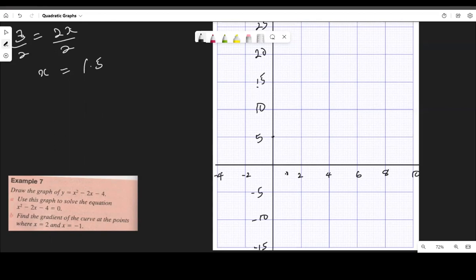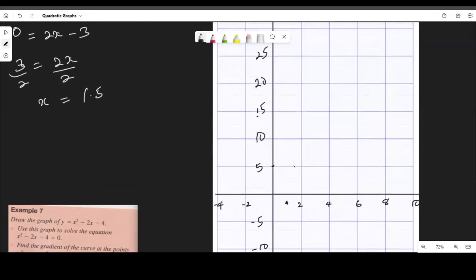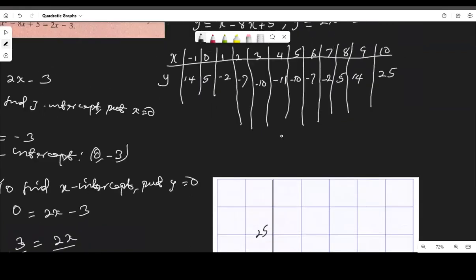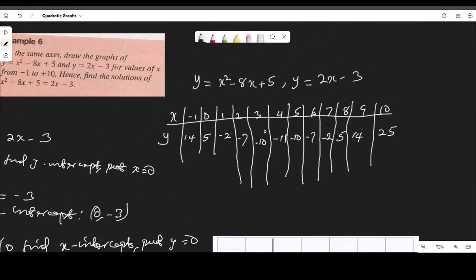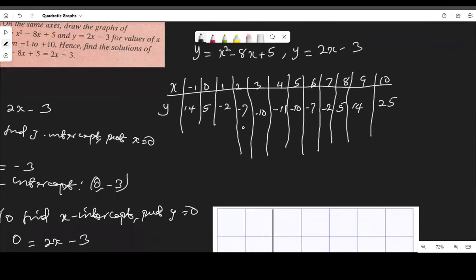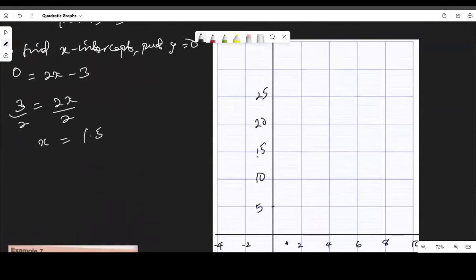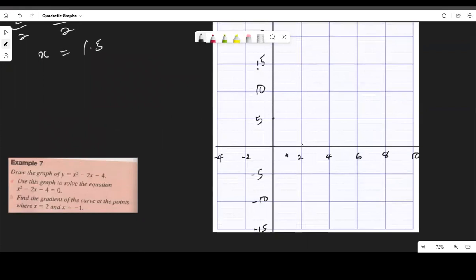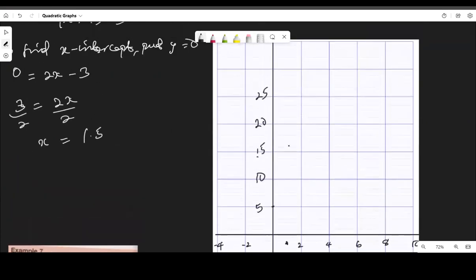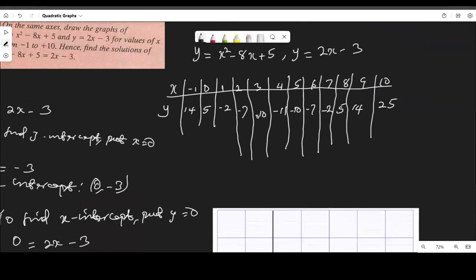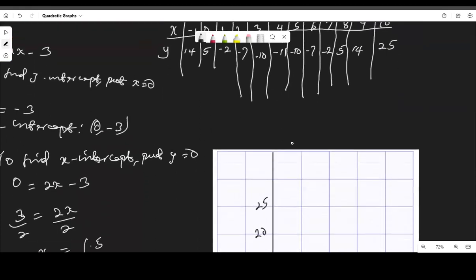No, it's here. This is the common here. Then when x is 2, y is 7. Here is 2. This is 5, 6, and 7 right here. When x is 3, y is negative 10.